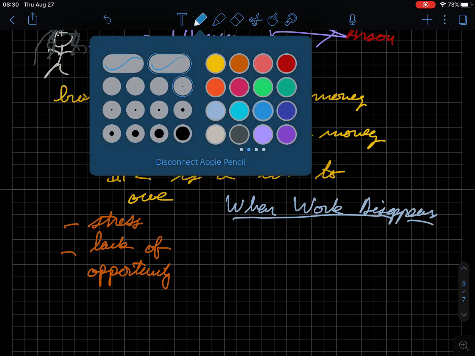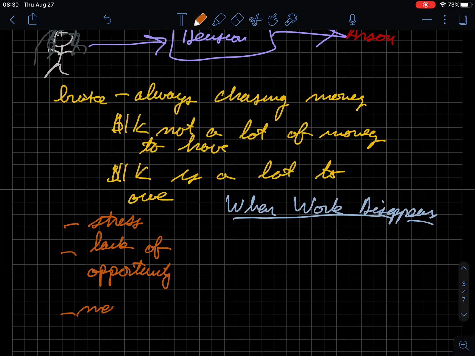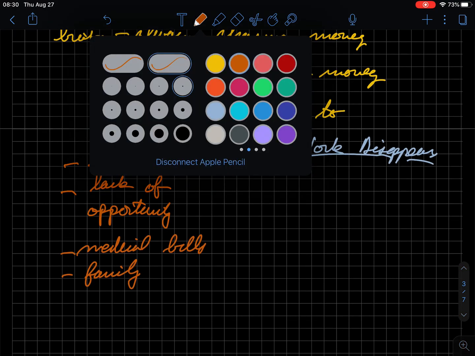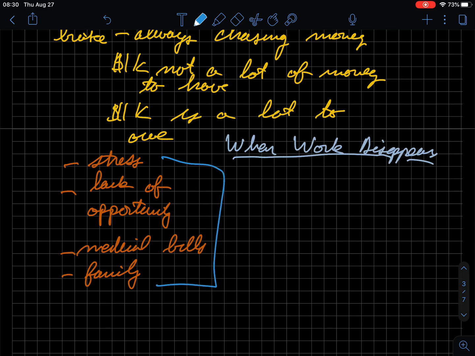But when you have these pressures, this doesn't change the fact that you may have medical bills or a family or anything like that. All of these contribute to a strain or pressure. We can feel it. It can be sort of stifling.